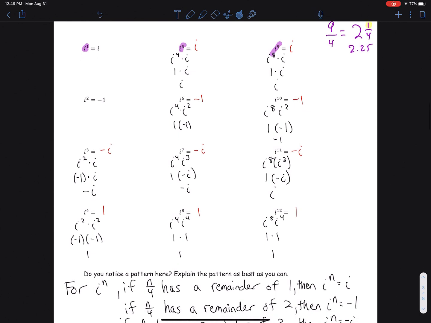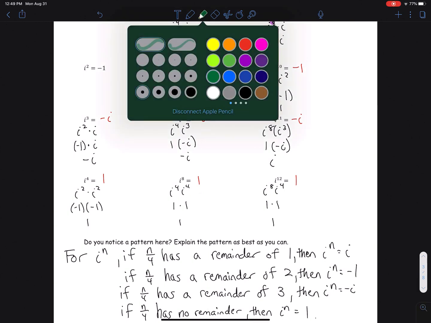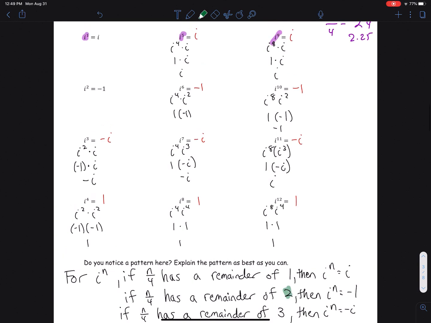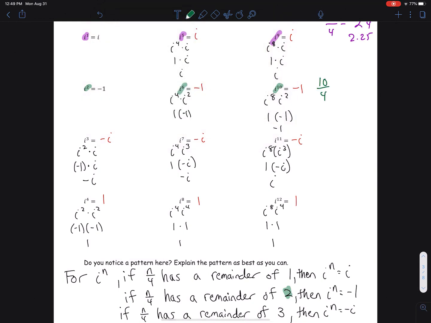And then if it's n divided by 4, so when you divide the exponent by 4, and you get a remainder of 2, then i to the n is equal to -1. And take a look here. Where did we have -1? We had it here, i to the 2nd, i to the 6th, and i to the 10th. Let's just do 10 divided by 4. You get 2 2/4. The remainder there is 2. And it keeps on going.